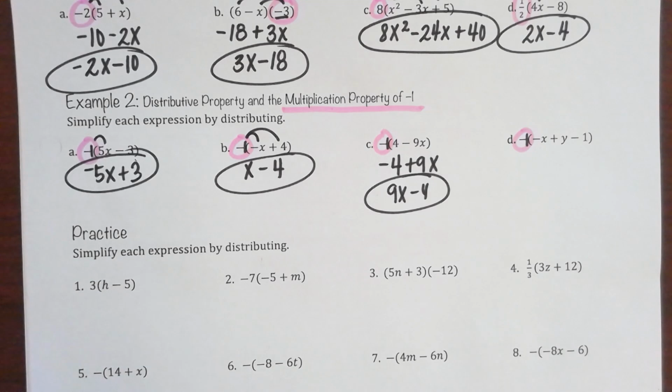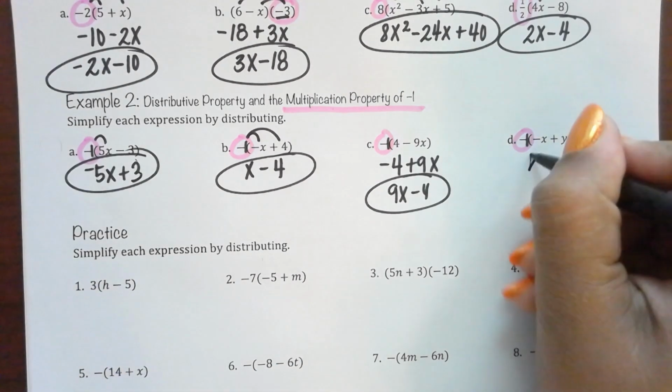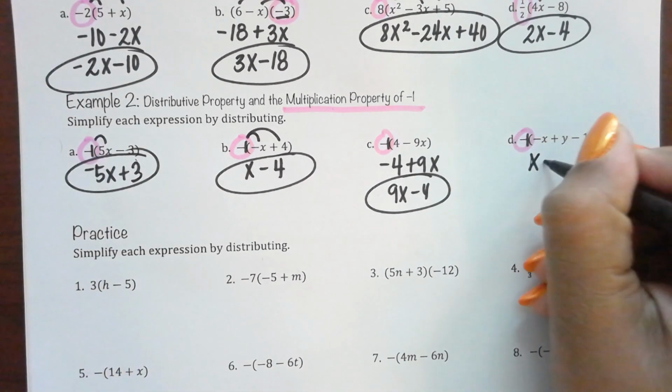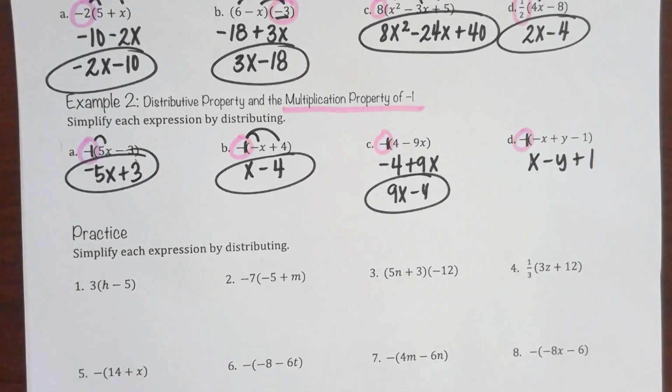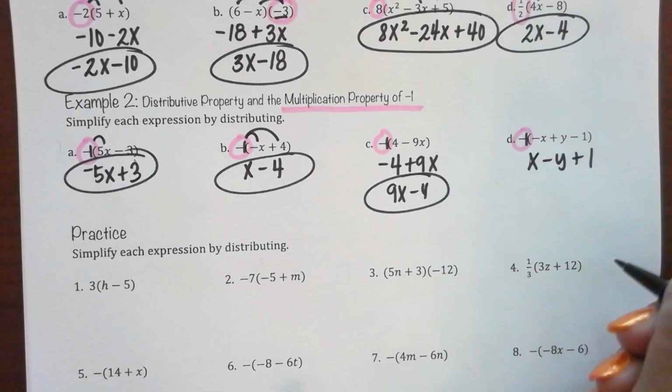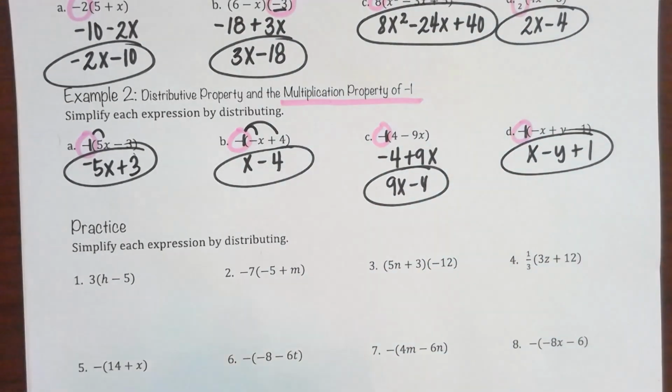What's the opposite of negative x? X. What's the opposite of y? Negative 1. What's the opposite of negative 1? Positive 1. Is this in standard form? Yes, because x comes before y in the alphabet and is the constant last. Yeah. Oh, I got it right.